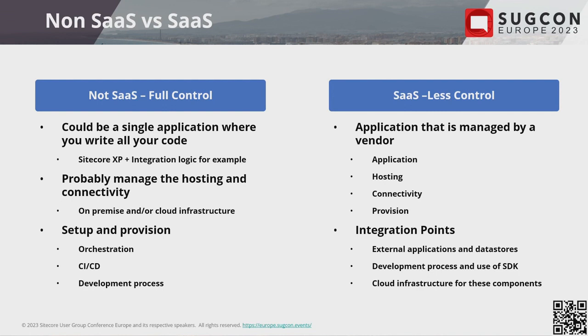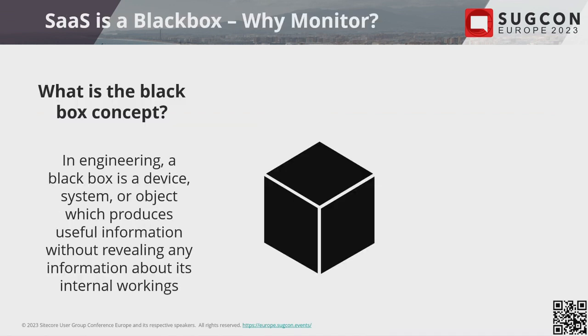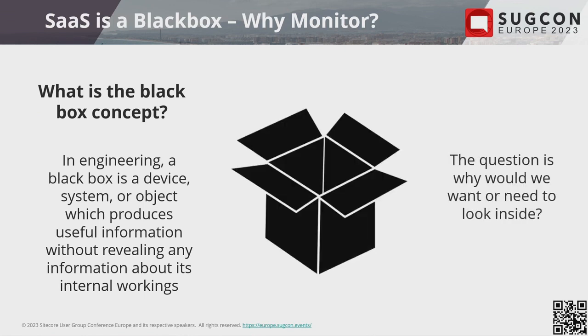However, Sitecore Content Hub is a unique product. It gives us a very good way of extending the product and doing a lot more with it. So even though we have less control over the core application, we actually control lots of bits in between. But SaaS applications naturally are black boxes, and as I say, we don't normally get access to the inner workings. So the question you might be asking is, why would we want to or need to look inside?